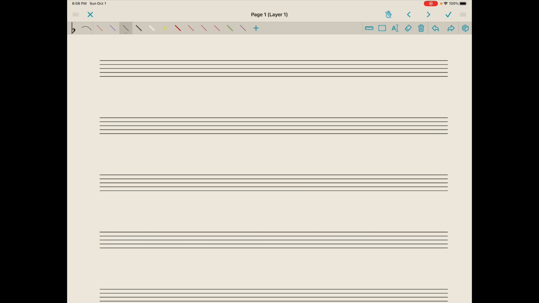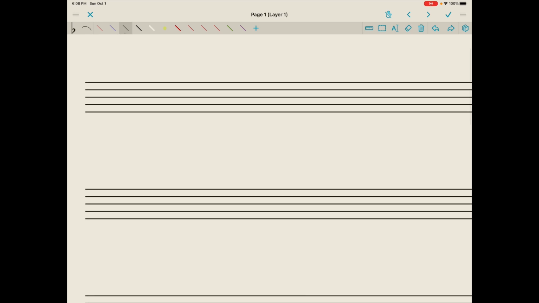Remember that we write music on a staff. The staff consists of 5 lines and 4 spaces that we count from the bottom to the top. 1, 2, 3, 4, 5 lines and 1, 2, 3, 4 spaces.